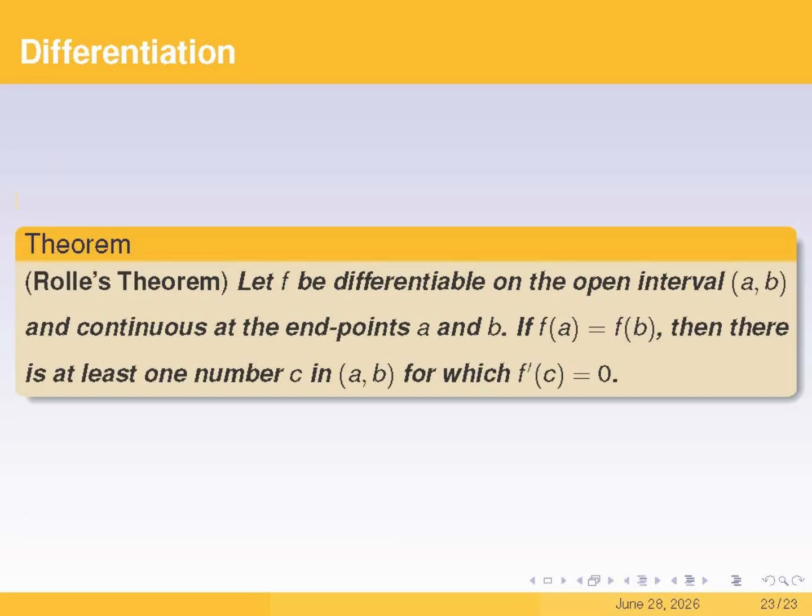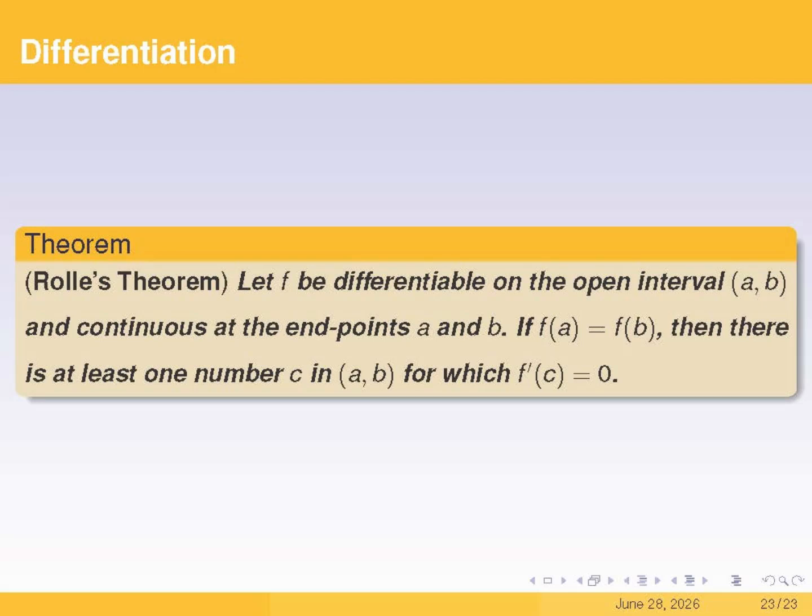This theorem assumes that the function f is differentiable on the open interval from a to b and continuous at the endpoints a and b. If the function values at the endpoints are equal, that is, f of a equals f of b, then there must exist a point c in the open interval between a and b such that the derivative of the function f at point c is 0. In other words, the slope of the tangent line passing through the point c, f of c, is 0. This also indicates that this tangent line is parallel to the x-axis.